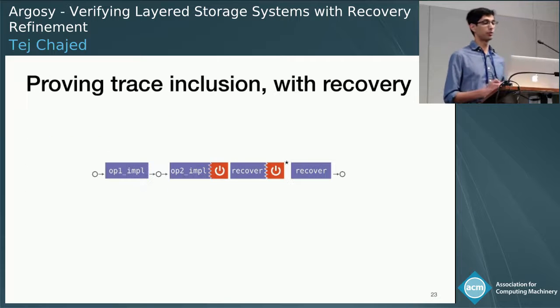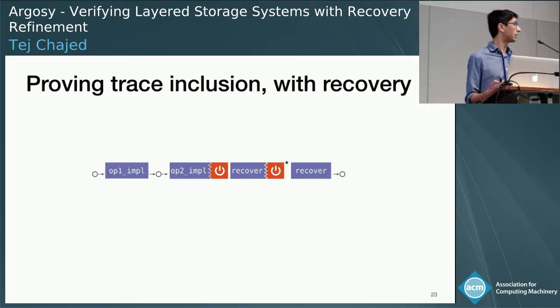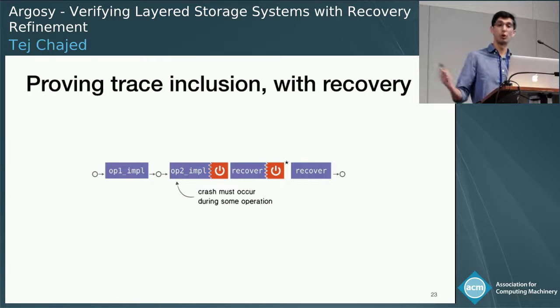Now, how do we prove this? We use recovery refinement. As the name implies, it's still going to be similar to refinement. It's still going to be a forward simulation. The first insight we need for recovery refinement is that a crash in the middle of some large piece of code must occur in some operation.